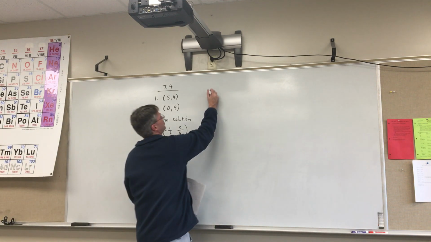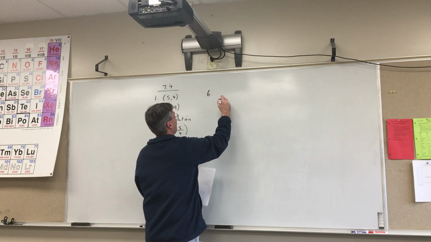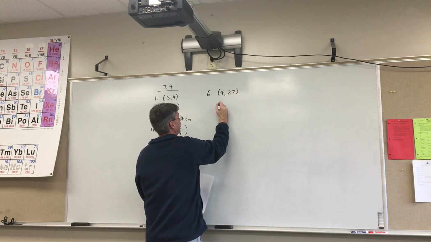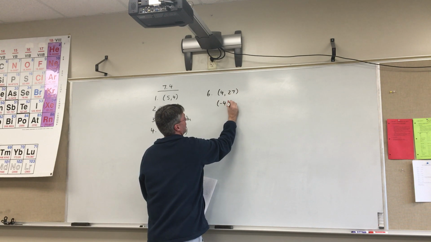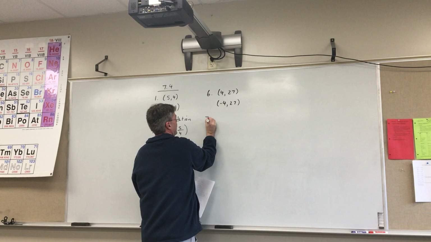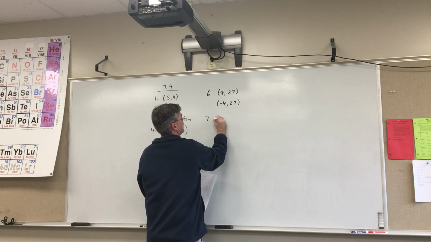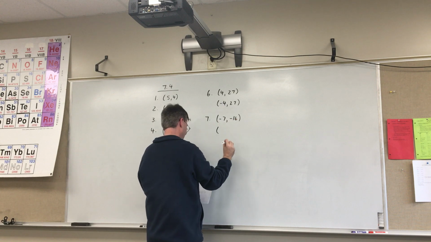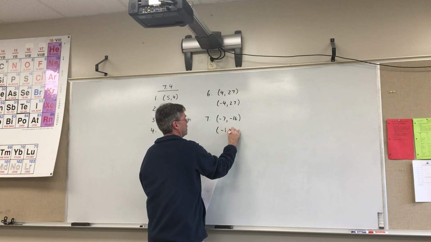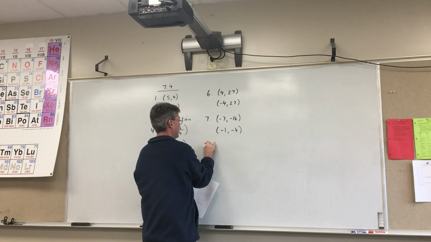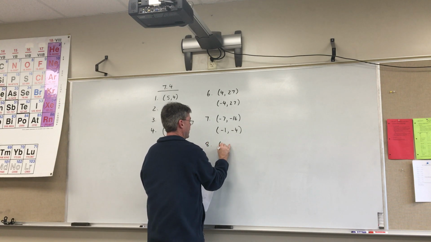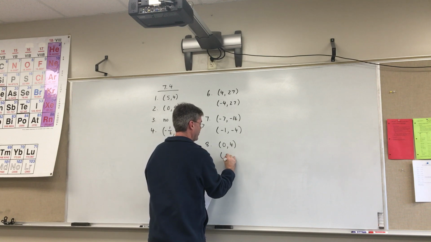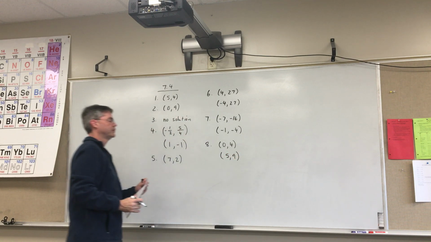Number 6 has 2 solutions, 4/27 and negative 4/27. Number 7 has 2 solutions, negative 7, negative 16, and negative 1, negative 4. And then number 8, 0, 4, and also 5, 9.